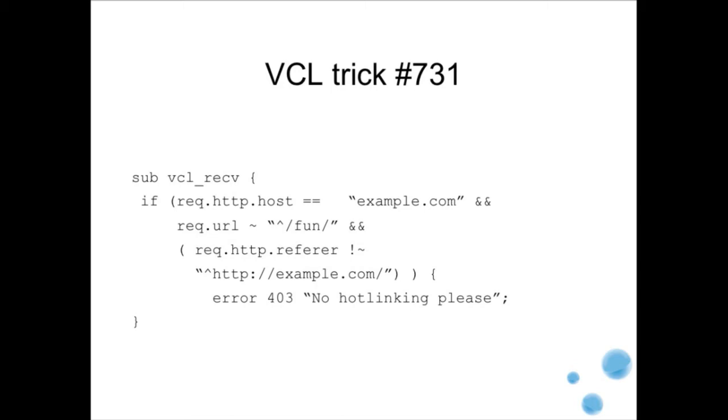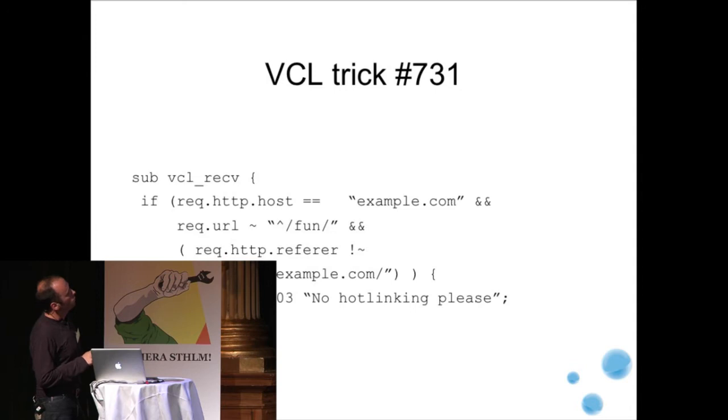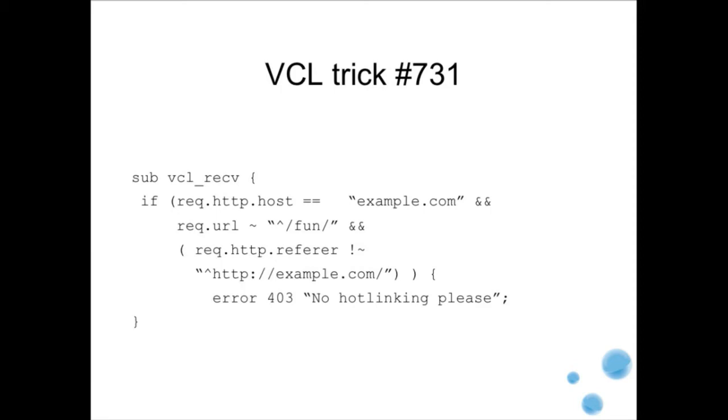Now, it's more or less intuitive. I mean, we can just sort of ignore most of it. But we do see here that we check on the request for the host header, if the host header is example, and then we check if the URL matches that regular expression there, and then the referer has to match this regular expression, and if it doesn't, we serve an error with the text "no hot linking, please."